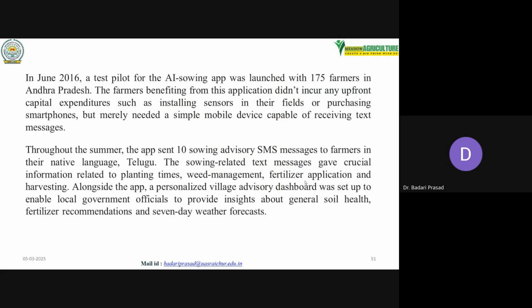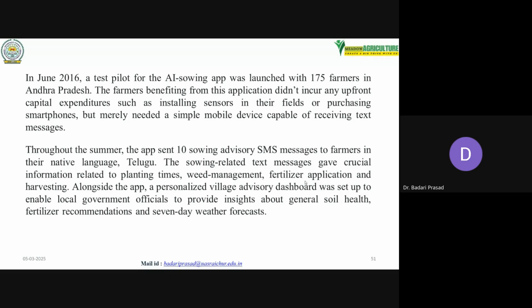So in June 2016, a test pilot with 175 farmers was done in Andhra Pradesh. The farmers benefiting from this application did not incur any upfront capital expenditure such as installing sensors in their field. See, otherwise individual farmers have to establish the sensors for each of the 175 farmers. But here there was no need for installing in each field or purchasing any smartphones, but merely needed a simple mobile device capable of receiving text messages.